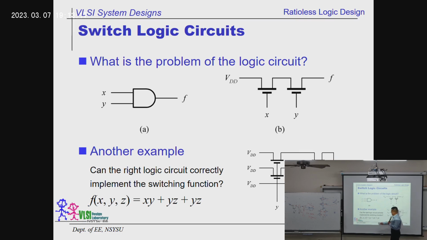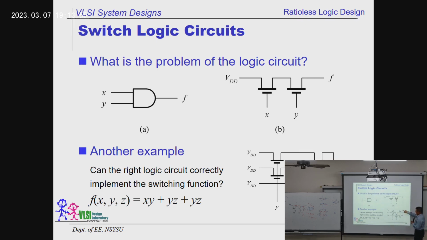All right, and this is another logic over here. Can this logic correctly implement this function? We have XY, YZ, and XZ, sorry, my bad. Here you see that this one is controlled by Y and X. That's for the first term. And then we have Y and Z. That's for the second term. And the last one is X and Z. That's for the third term.